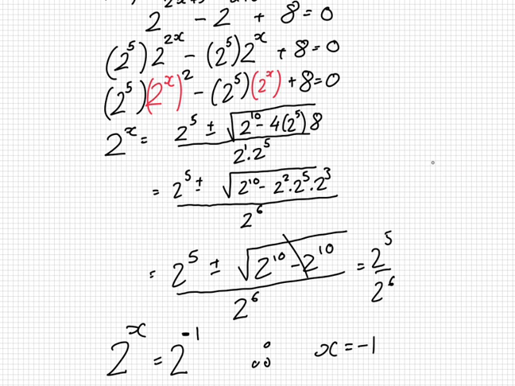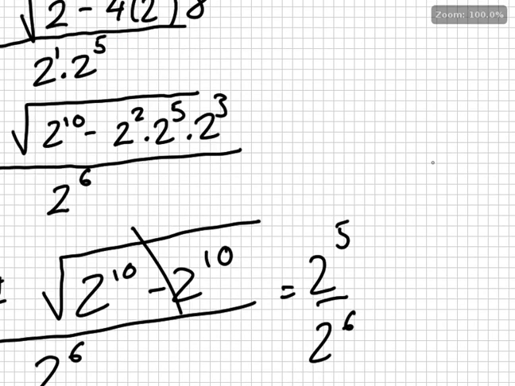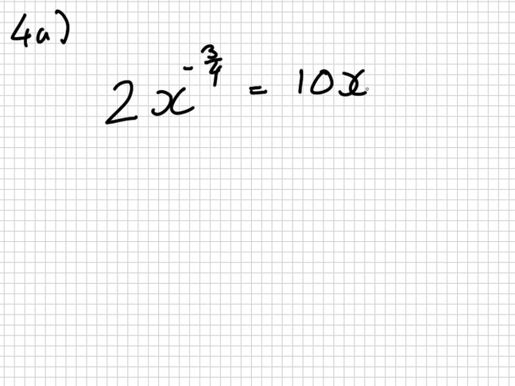Okay, so we'll look at number 4 now. Can I scroll down? Yeah. So 2x^(-3/4) equals 10x^(9/4).